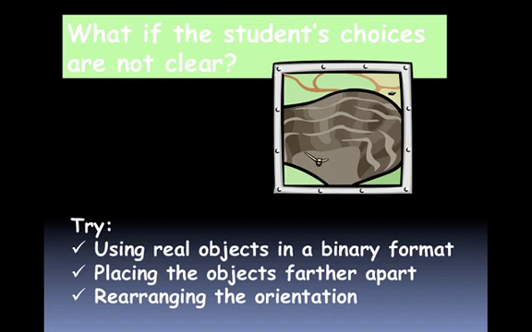So what do we do if whenever we're working with the child, their choices are not very clear? Sometimes we can't tell what they're choosing. So some things we can do are use real objects and only use 2 at a time. We can place those objects farther apart so they actually have to reach one way or another to make the choice. And then we can rearrange the orientation. So if we think that maybe they're always choosing the item on the right-hand side, then we can switch things around. Maybe even put things in a circle so that we can see if they're really choosing what they want to choose or they're only choosing something that's on the right side.